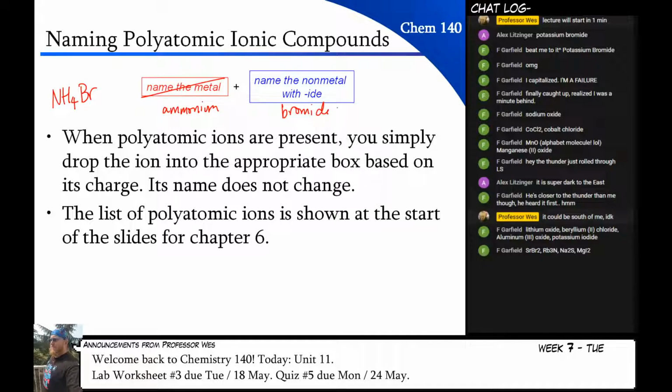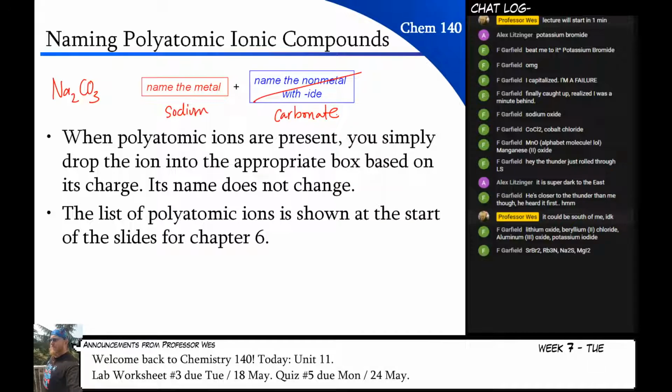So you don't change the name of the polyatomic ion, you don't change it to ide, you don't do anything like that. So if I had instead, say, oops, we'll just hit clear here. If I instead had this. Well, we name the metal. Okay, that's easy enough. And then CO3 with a 2- charge is carbonate. So we ignore this and we just write carbonate.